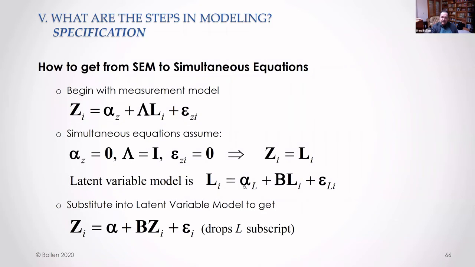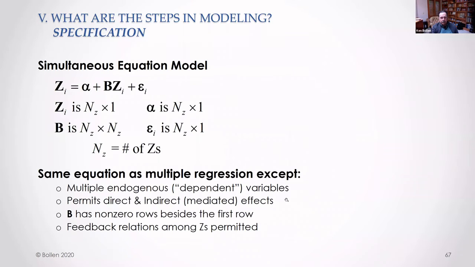Now we're going to substitute in to the latent variable model. Here's the latent variable model. If we know that L is the same as Z, we can just replace L every place it appears with a Z. And so when we do that, we get now a single equation that can represent simultaneous equation models with this expression. This is very similar to a multiple regression equation, but it's more like having multivariate regression equations. There's a separate equation for each outcome that we're studying.